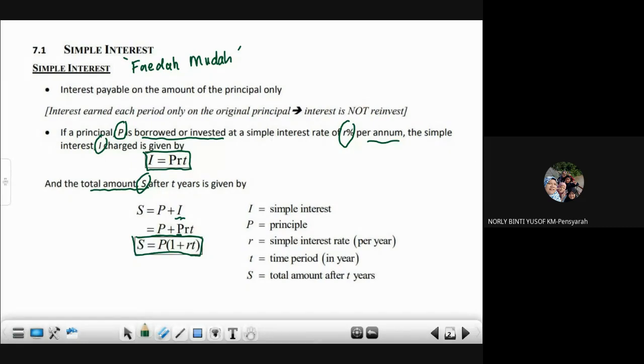So kena tahulah I tu simple interest, P tu principal, R tu simple interest rate per year, and then T time period in year. Ini penting sebab kalau dia bagi in days, you have to divide by 1 year how many days. Ataupun kalau dia bagi in month, you have to divide by 12 month to get in year. And then S is total amount after T years. Okay, so kita tengok pada example by the two formula of simple interest and the total amount of S.